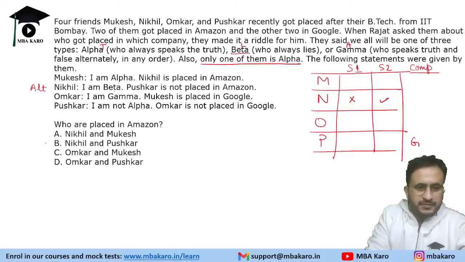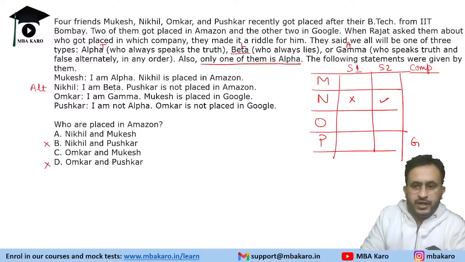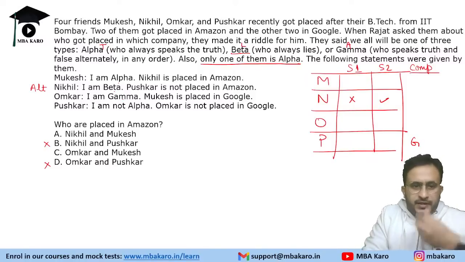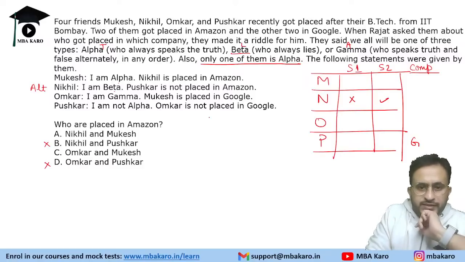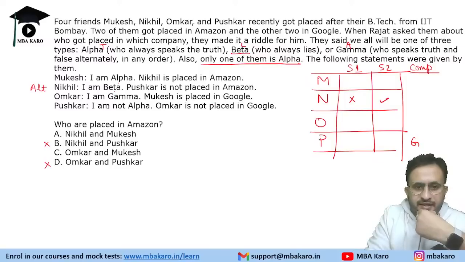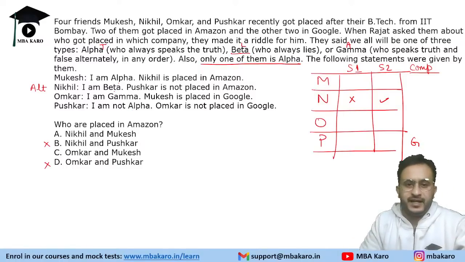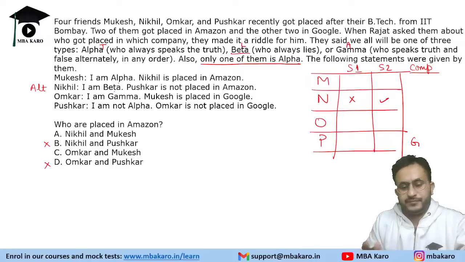Okay, so Pushkar wale option आप eliminate कर सकते हो. Pushkar is placed in Google. Okay, so now if you look at this, one of them is an alpha. Now we know that Pushkar is placed in Google, and we do not know anything else, right? And Pushkar says, I am not alpha. If Pushkar says, I am not alpha, this cannot be true, because if he was alpha, he will not say I am not alpha. Okay. So ये alpha नहीं है.